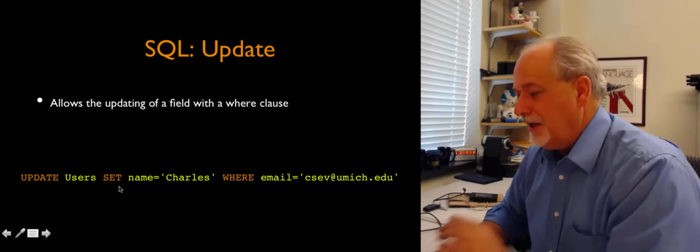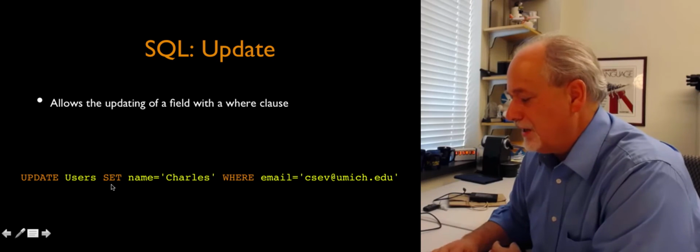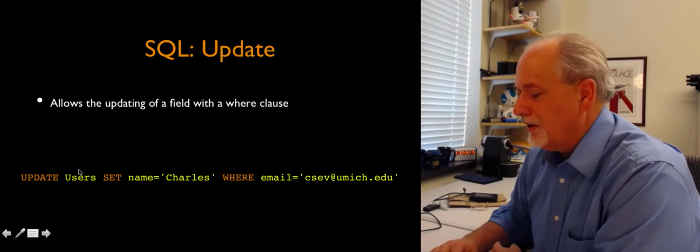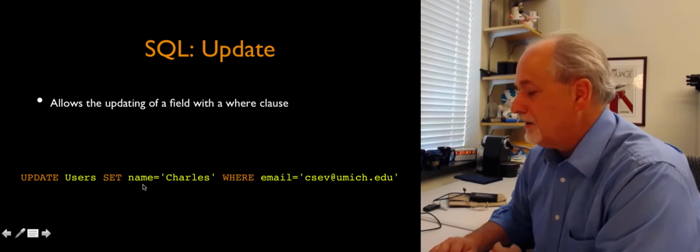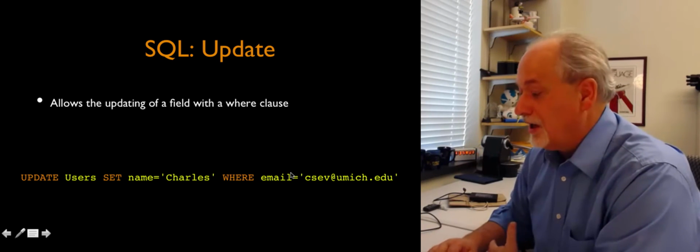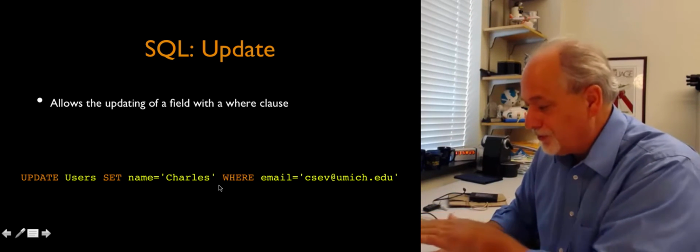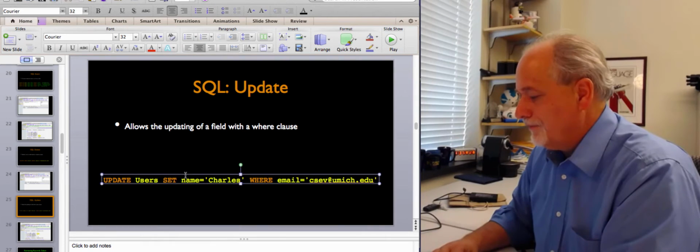Update. The update has, again, update is the keyword, set is a keyword, where is a keyword. So update the table users, set the column name to the value Charles, and then there's a where clause. You got to be careful. If you don't leave this where clause, it'll do it down every column. If you don't put the where clause on, it'll do every column.